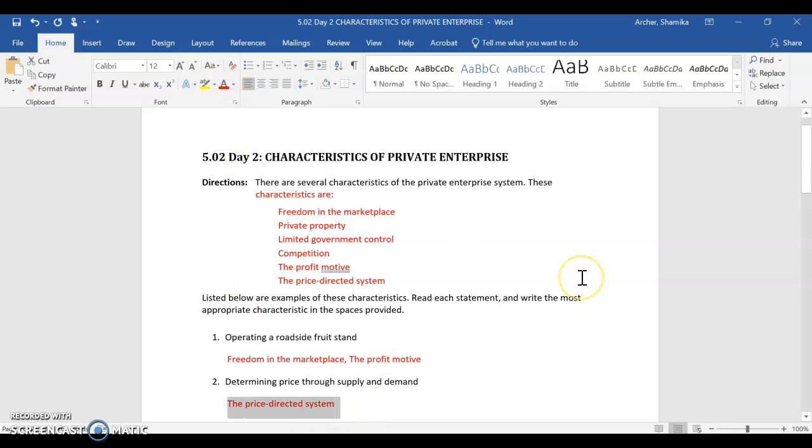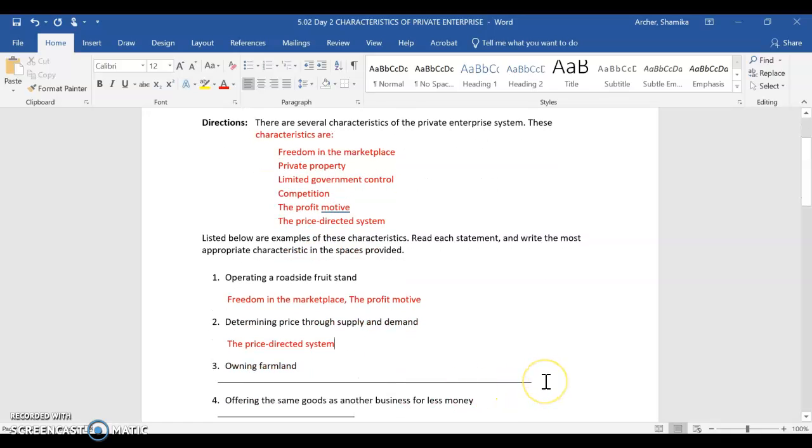If the supply is up for items and demand is low, then the price is going to drop to get it sold. If the demand is high and the supply is low, then the price is going to go up. So the price directed system again does focus on supply and demand. And again, it's going to refer back to 501 PowerPoint if you need a quick refresher on that.